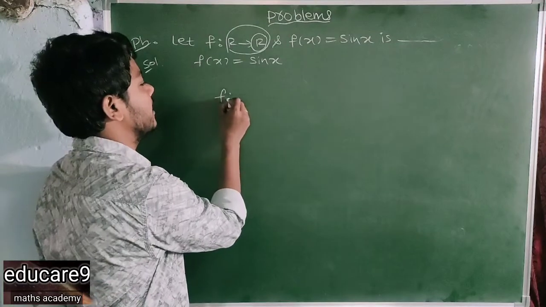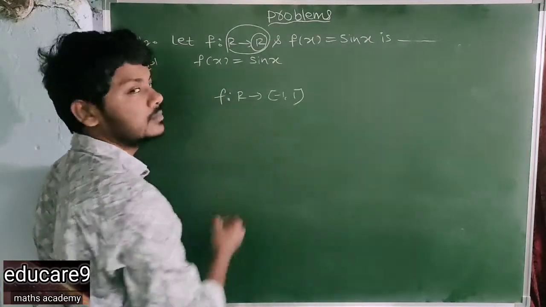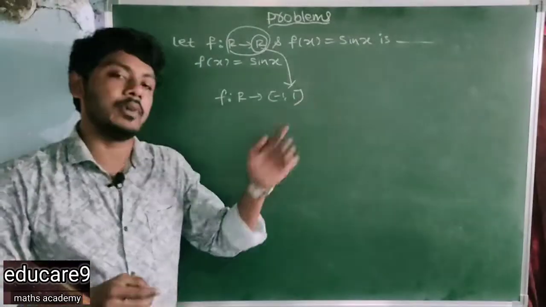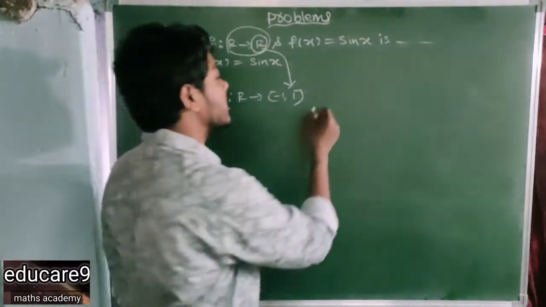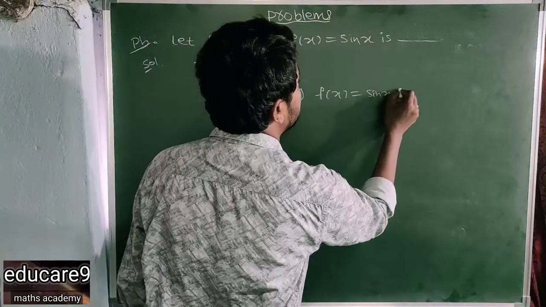Here you can restrict the codomain. Then that is f from R to minus 1 to 1. We can restrict the codomain to minus 1 to 1. So in this case, f of x, that is what? Sin x is dash.